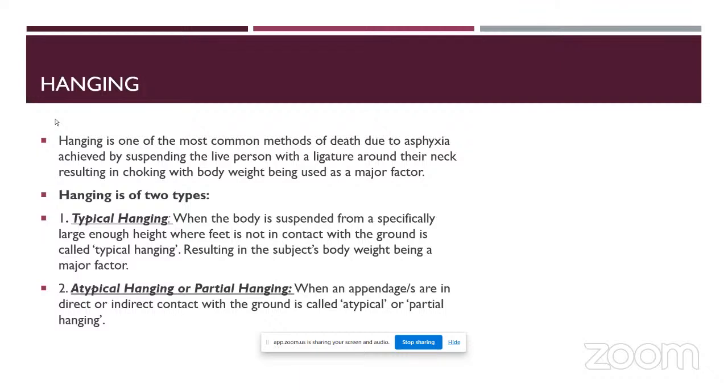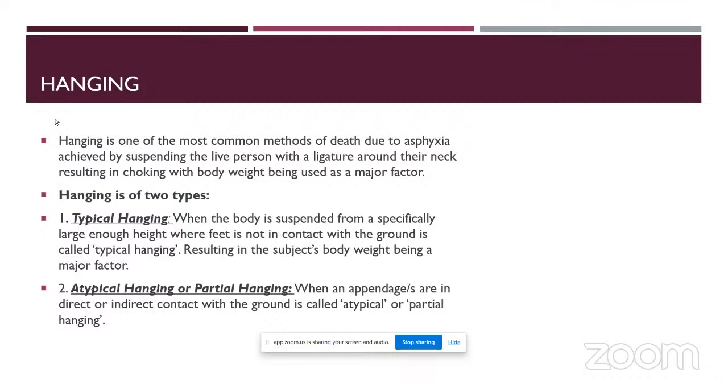Also, a main feature in antemortem hanging is dribbling of saliva. But in postmortem hanging, the dribbling of saliva is absent. And if the ligature is a rope, you can see rope fibers even in the hand. The residues of the fiber can be seen at the hand of that particular victim. In postmortem hanging, you cannot find, or can barely find, any fibers in the hand of the victim. So this was about hanging.